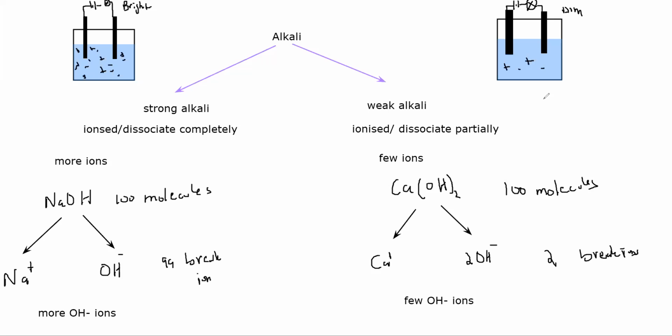Sir, I have a question. We say that there are more OH negative ions. So can we say that there are less H plus ions in the alkali? Yes, in the alkali, when you compare hydrogen ions with hydroxide ions, you will have more OH ions as compared to H ions. That's true.